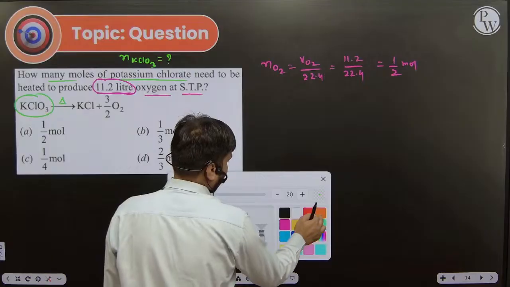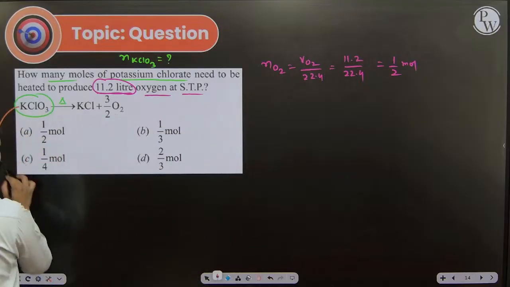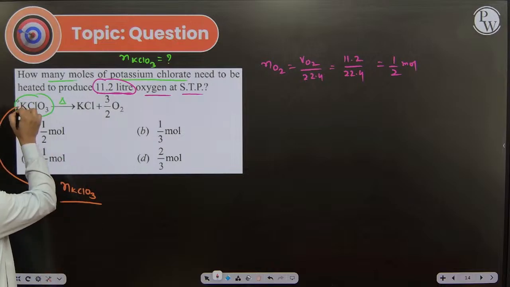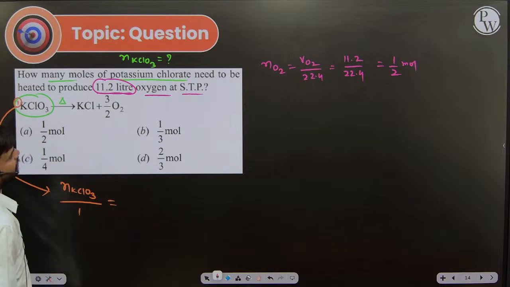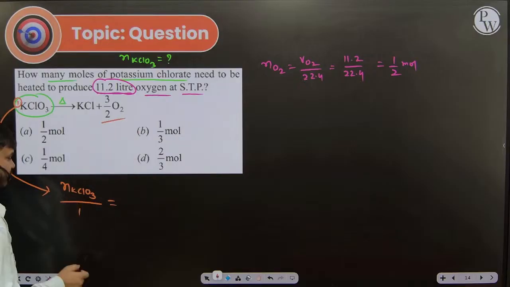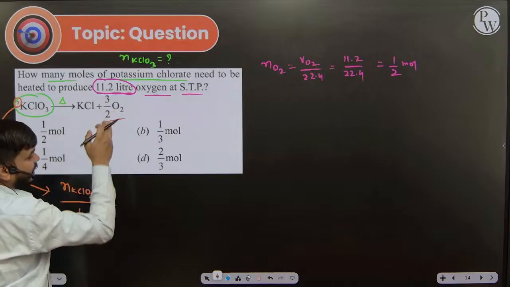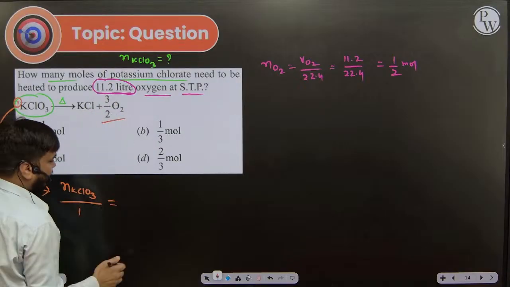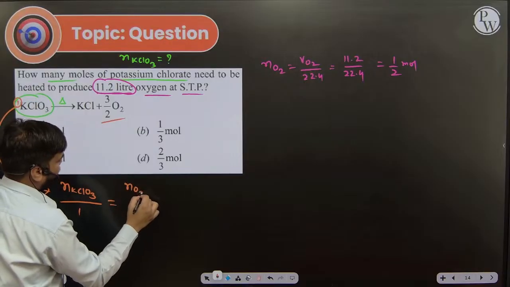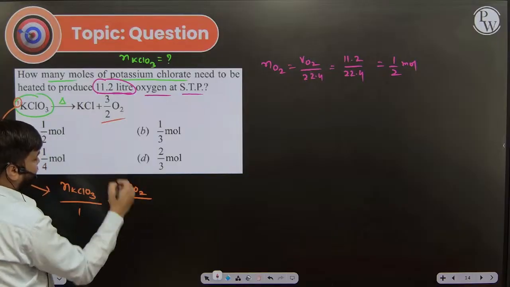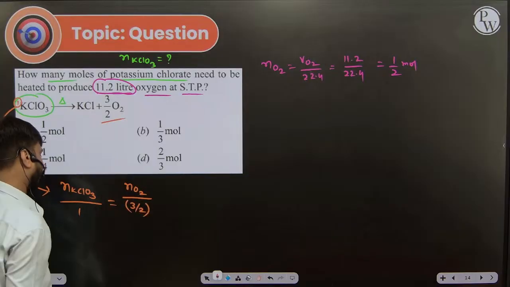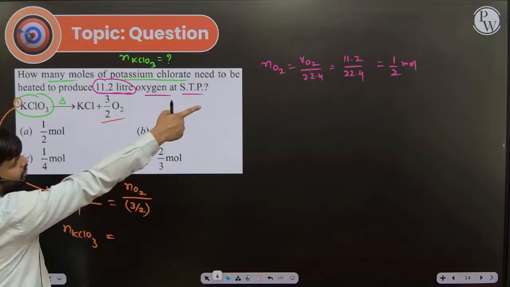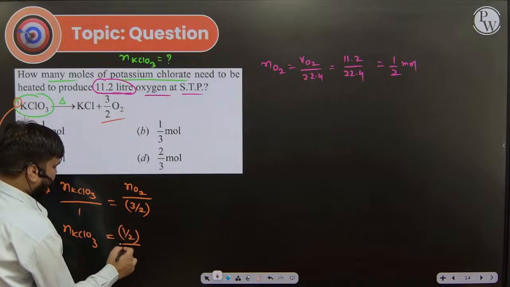Now for this particular equation we can apply our formula: moles of KClO3 divided by stoichiometric coefficient, which is 2, is equal to, well, we have been asked the moles of KClO3, and what we have been given is oxygen. So let's take only the oxygen. We can also put the formula for the KCl as well, but let's write it for the oxygen. So we have moles of oxygen divided by stoichiometric coefficient of oxygen, which is 3. So moles of KClO3 by its coefficient will be equal to moles of O2 we have calculated, which is 1 by 2, divided by 3 by 2.